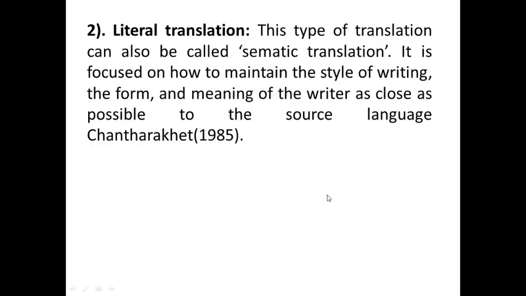The second one, literal translation. This type of translation can also be called semantic translation. It focuses on how to maintain the style of writing, the form, and the meanings of the writer as close as possible to the source language.